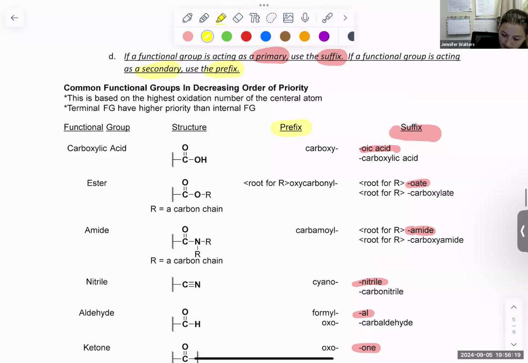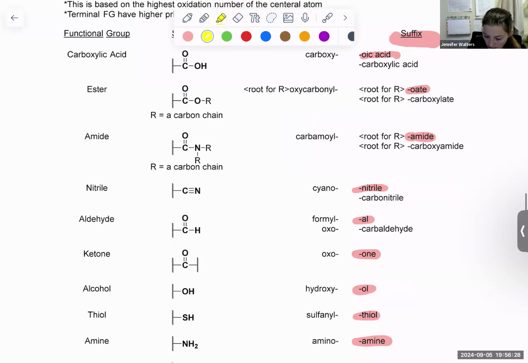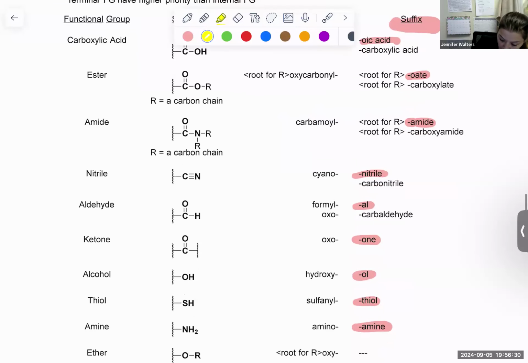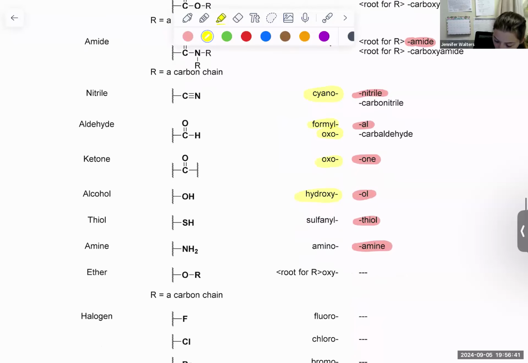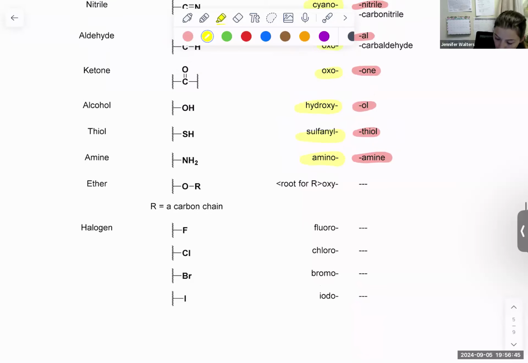For your prefixes, you will never need to use the carboxylic acid prefix. You also never need to use the ester prefix, nor the amide. You do need to know cyano. You need to know formyl and oxo, and we will talk about when you use which of those. You need to know oxo for ketone, hydroxy for the alcohol, sulfanyl for the thiol, amino for your amine.